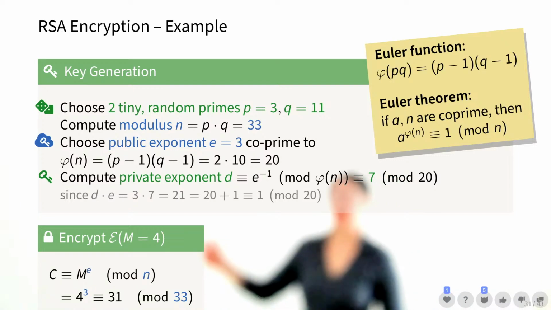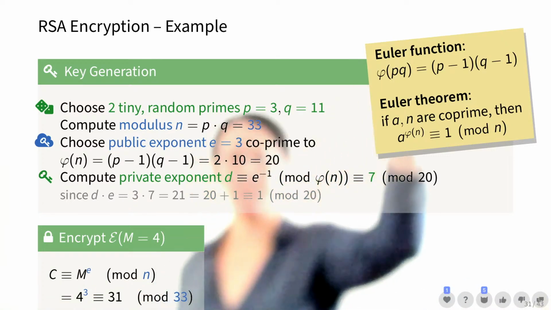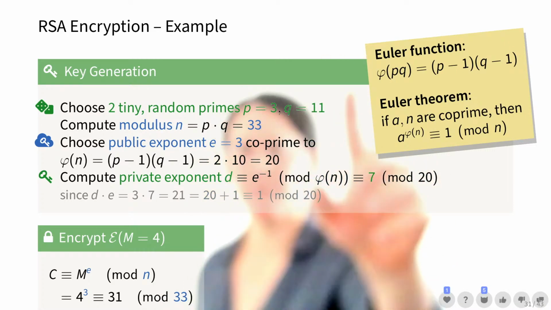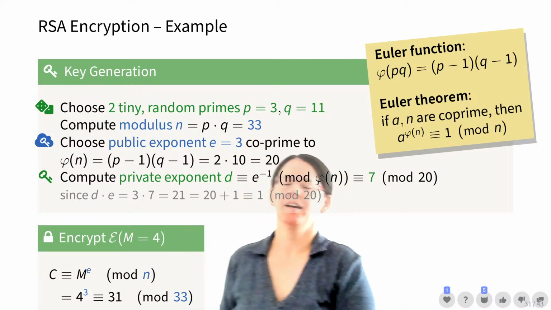For example, if we want to encrypt the message 4, then what we do is, dear camera, here's the focus. Yes, no, maybe? Yes. Okay.